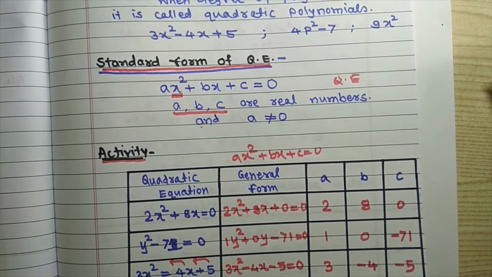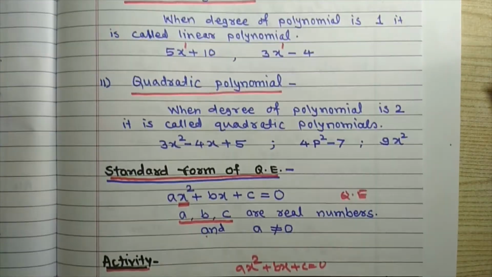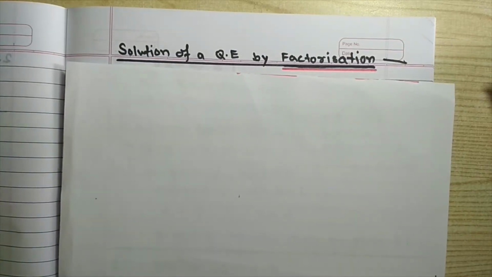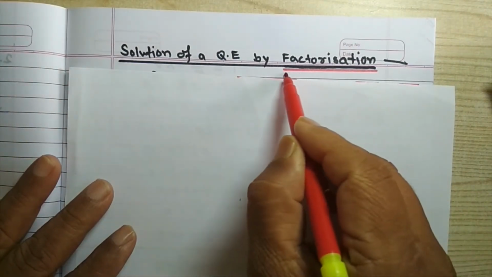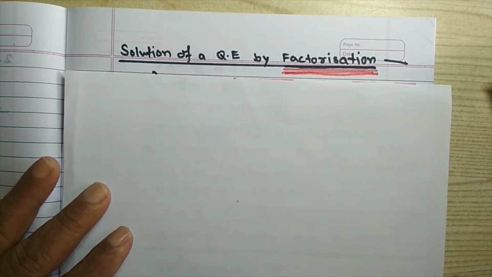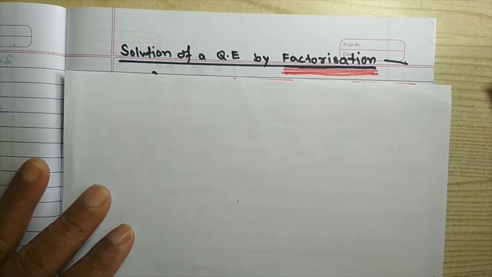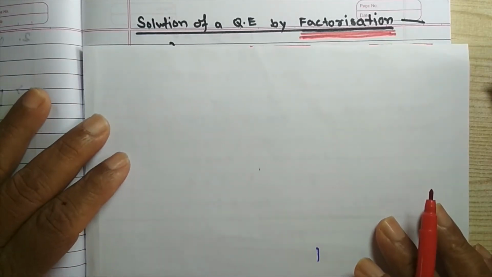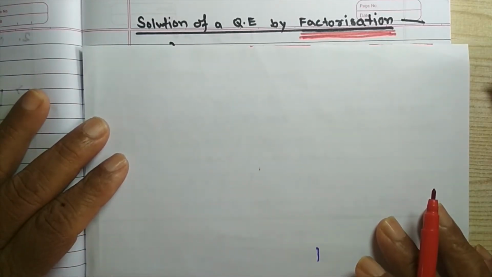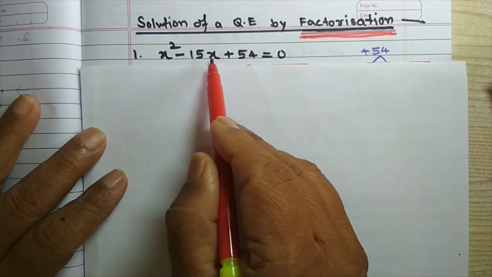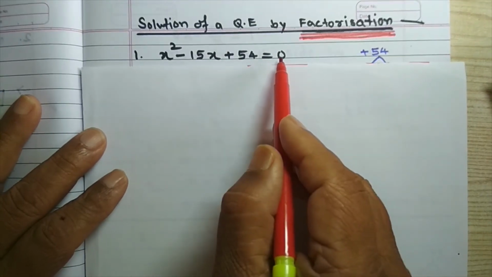First method, that is the factorization method, we have to see now. Solution of the quadratic equation by factorization method. This method we have to see first. In this method, how we solve a quadratic equation by factorization method, we have to take some examples and solve such type of examples. See here, first example: x² − 15x + 54 = 0.